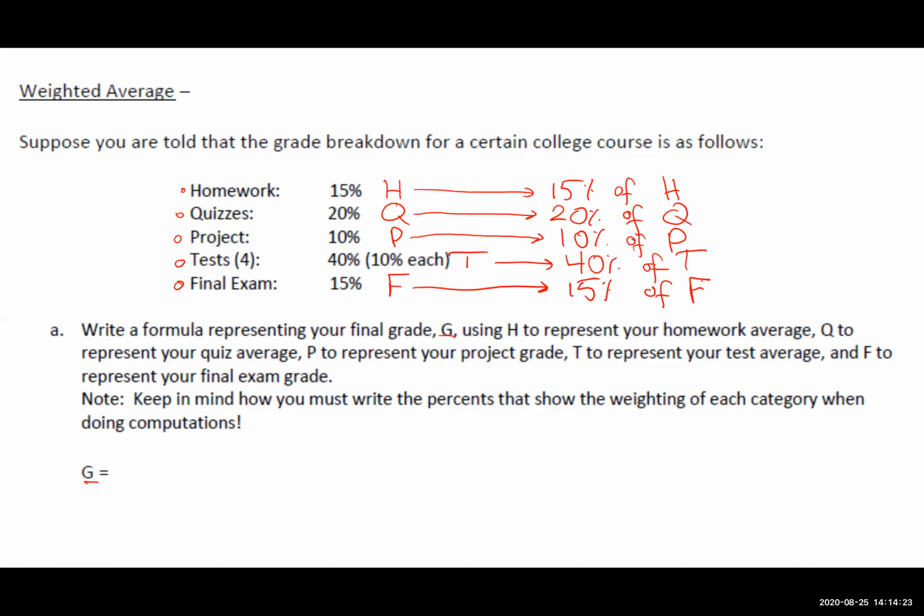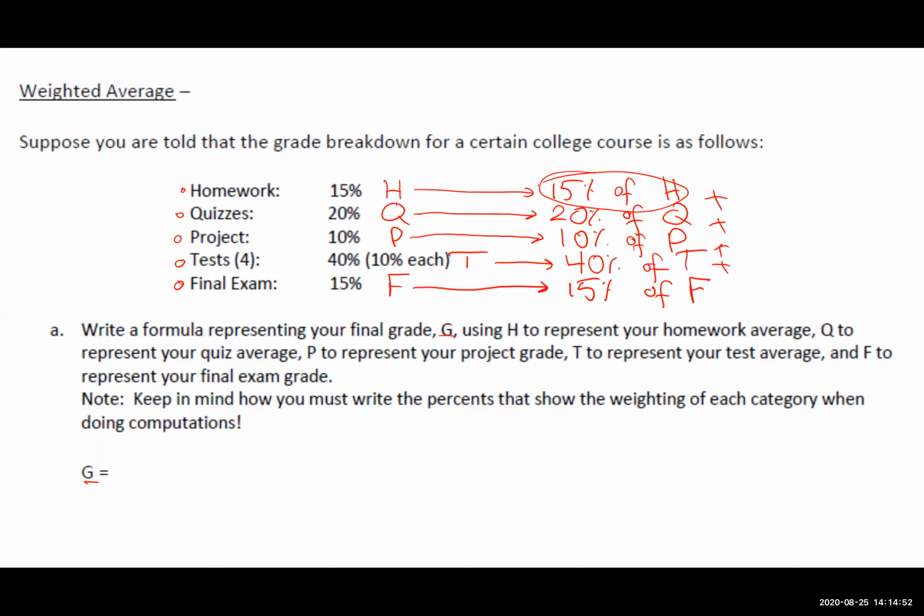Now, if I want to find my final grade, what am I going to need to do to all of these quantities? What I'm going to need to do is add all of these together. Now, how on earth am I going to compute 15% of H? How am I going to do that? Take a second and see if you can write the formula out now.